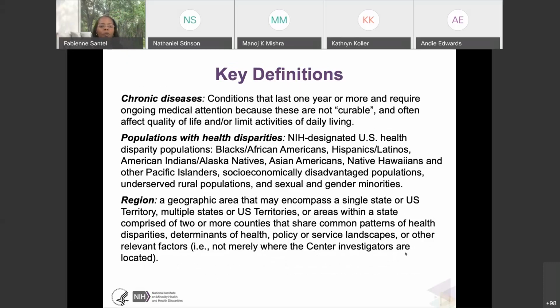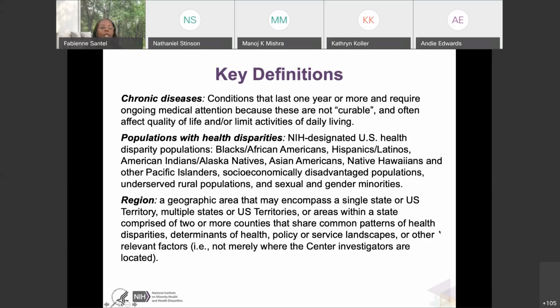So before I go on, just so everybody's on the same page, I'd like to briefly go through key definitions. And these definitions, of course, are on the RFA webpage. So chronic diseases. So we're speaking about conditions that last 1 year or more and require ongoing medical attention because they're not curable and often affect quality of life and limit ADLs, activities of daily living. What do we mean by populations with health disparities? So as you all probably know already, NIH has designated health disparity populations. So those include the racial ethnic populations, Blacks, African Americans, Hispanic Latinos, American Indians, Alaska Natives, Asian Americans, Native Hawaiians, and other Pacific Islanders. In addition, we consider socioeconomically disadvantaged populations, underserved rural populations, and sexual and gender minorities as all part of populations with health disparities.